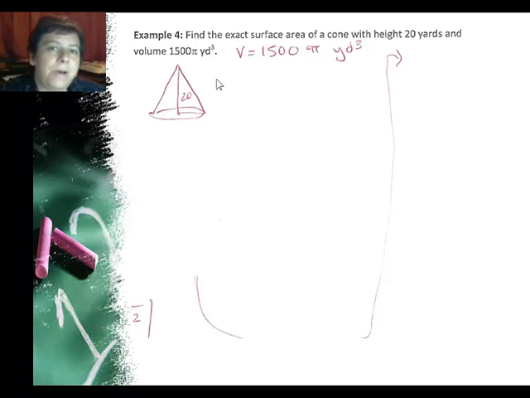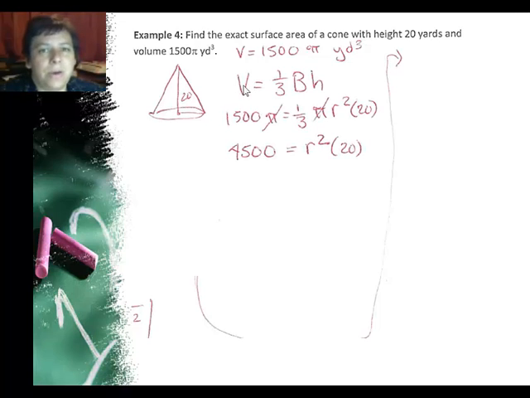Well, I'm going to use the volume formula for a cone. Volume equals 1/3 times base area times height. Well, the base area for a cone is a circle, so I have pi r squared. And the height for this problem is 20. I went ahead and divided both sides by pi, so the pi goes away.